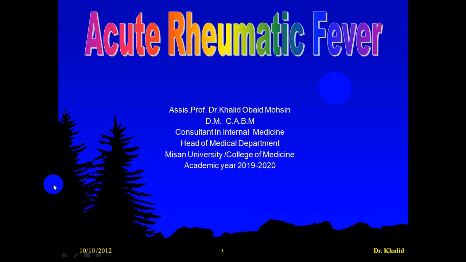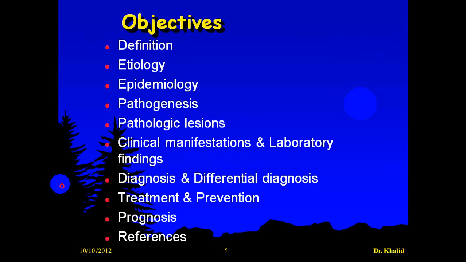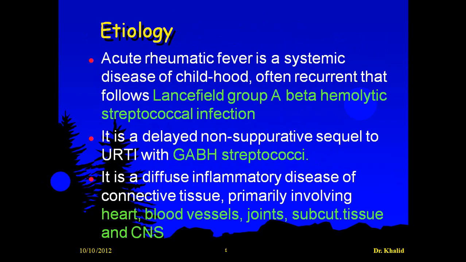For the series of lectures in cardiovascular disease for the medical student. Our title today: Acute Rheumatic Fever. This is the first lecture in valvular heart disease, and the next two lectures are on valvular heart disease and subacute bacterial endocarditis. The objectives: definition, etiology, epidemiology, pathogenesis, clinical signs and symptoms, diagnosis, treatment, and prognosis.